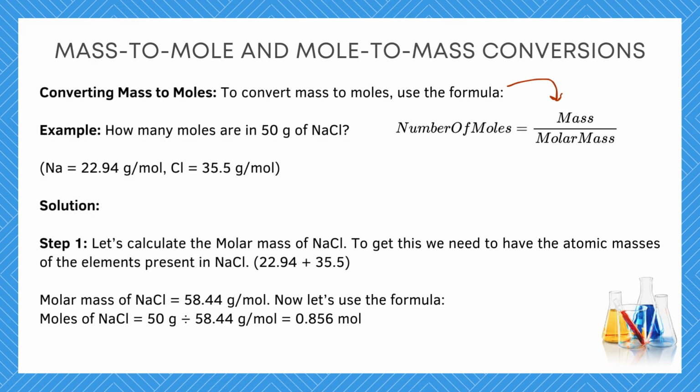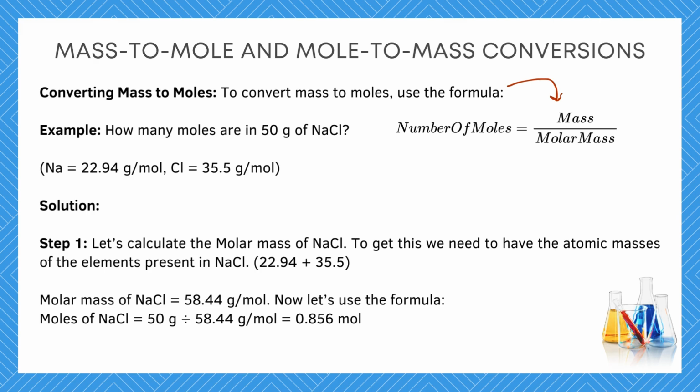And in this case, to convert from mass to moles, this is what you do. You need three things. You need number of moles, you need molar mass, and you need mass. Now look at this formula. Number of moles on the right side of my screen is equal to mass in grams all over molar mass in grams per mole.